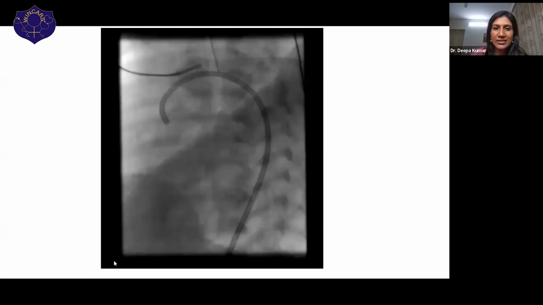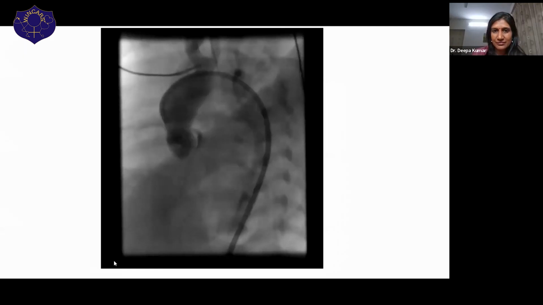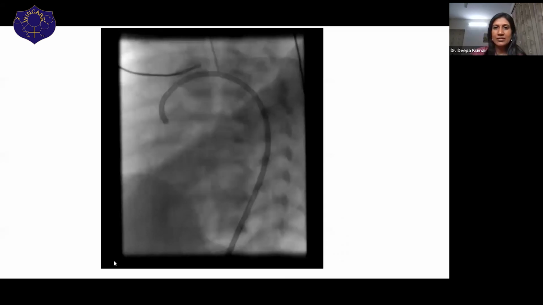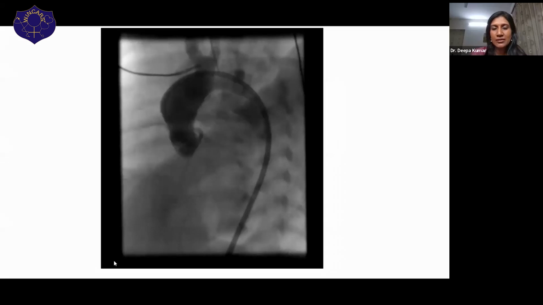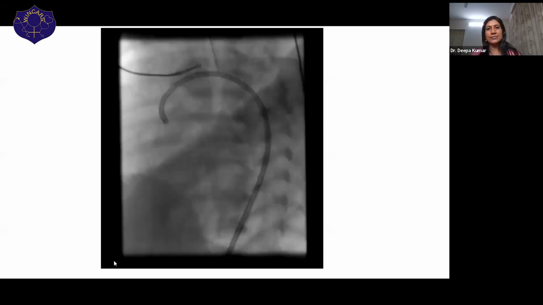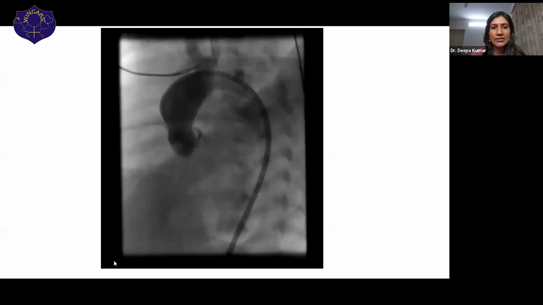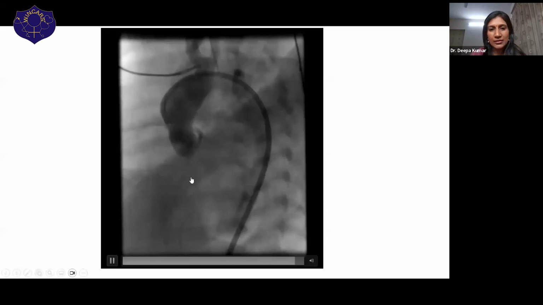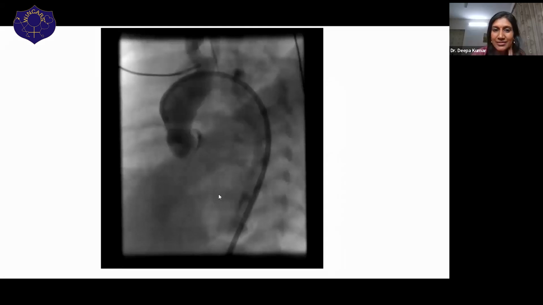Can somebody enumerate the findings that we see here? This was a sick infant with severe aortic stenosis. In fact, I think it was a newborn. So shall I go forward, or shall I wait for somebody to answer in the chat box?